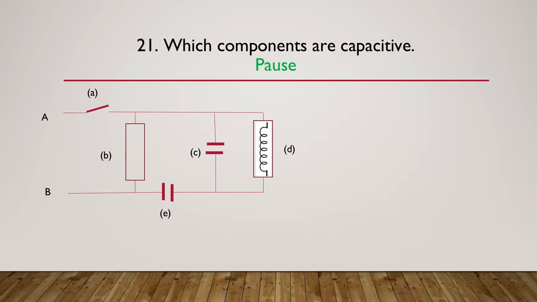So here's the hint. It's all about the symbols that are used. So this is a circuit diagram. So we've got to think about the symbols and what they represent. So which ones are the capacitors? Let's now move on to the answer. So the answer is C and E.